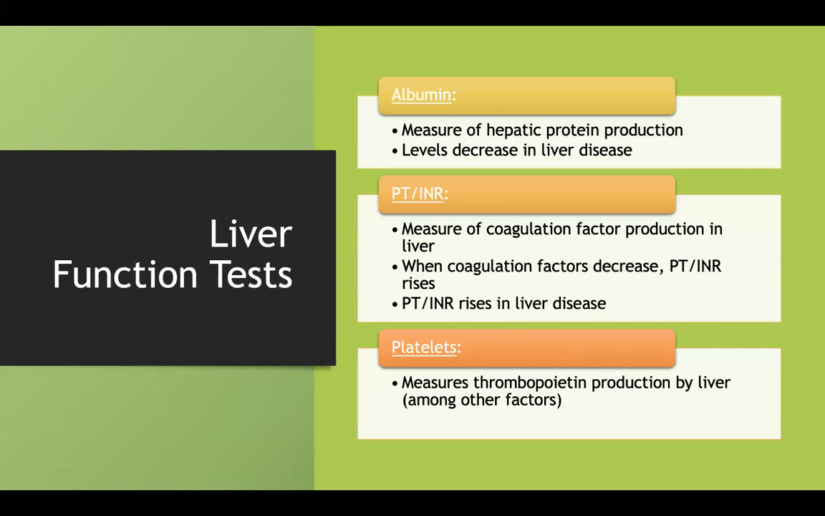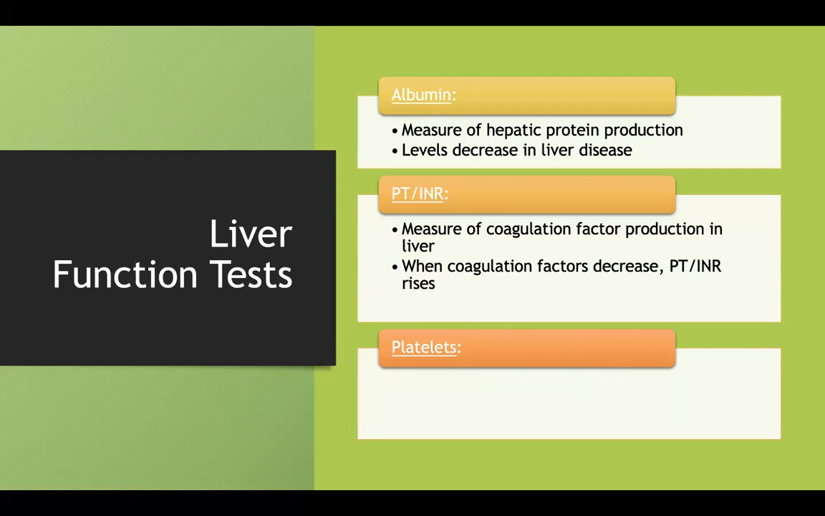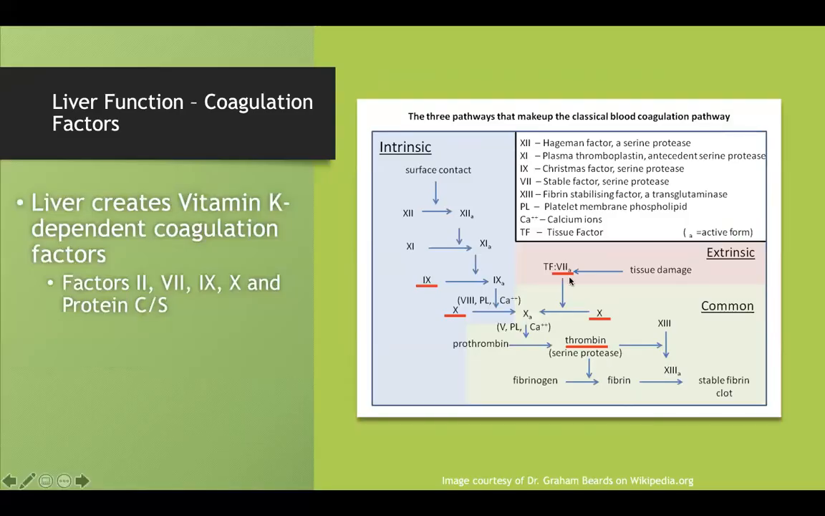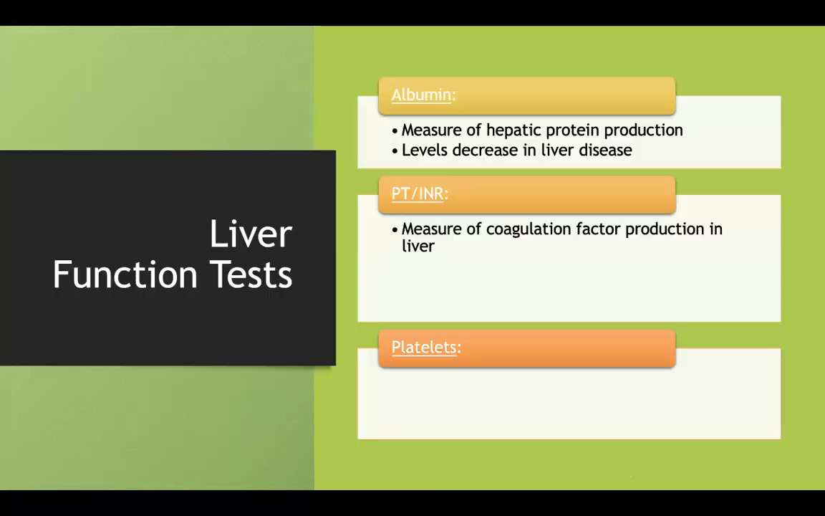because factor 7 is injured most on this. Let me go back to this. Because factor 7 is the quickest, it has the shortest half-life. If your liver's not working and you're not producing any factor 7, then your extrinsic pathway will be damaged, and that'll cause an elevated PT-INR. That'll be the first thing you can notice on laboratory findings to assess for synthetic liver dysfunction.